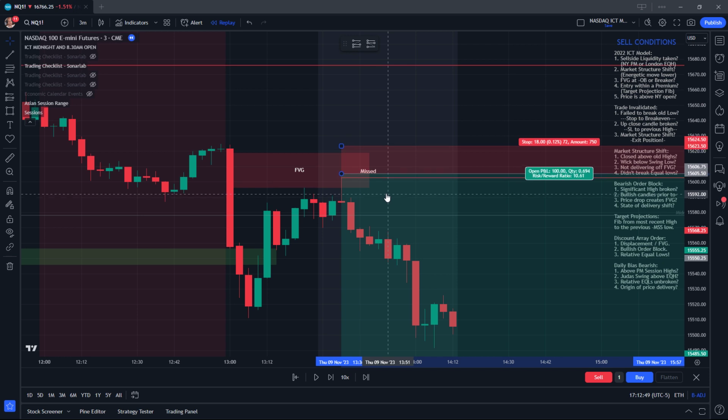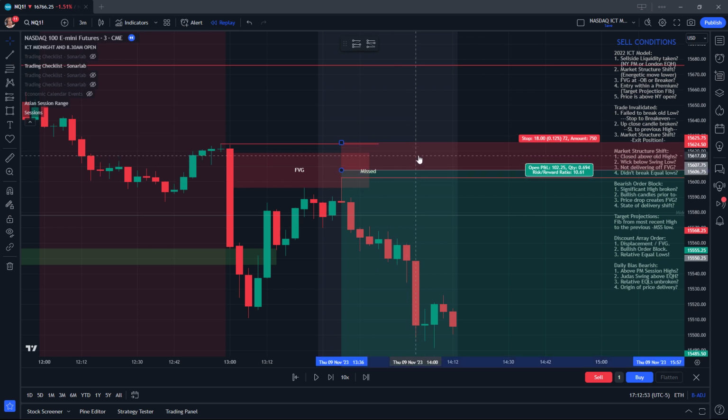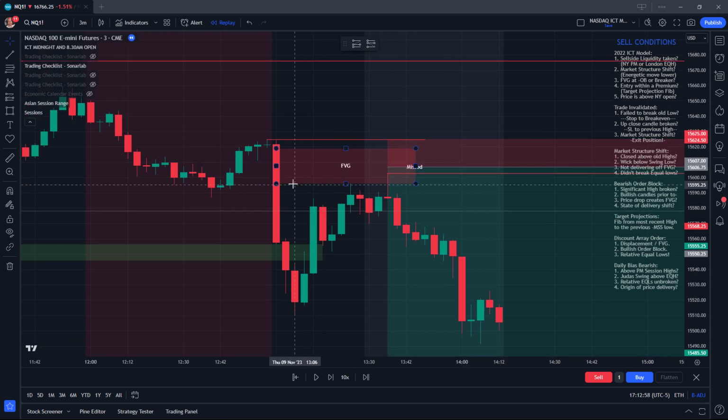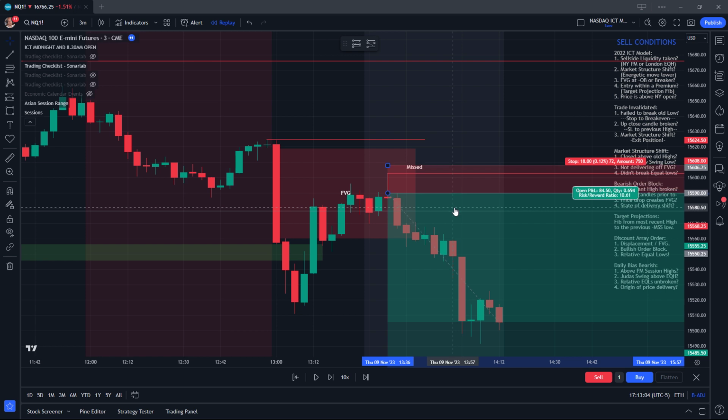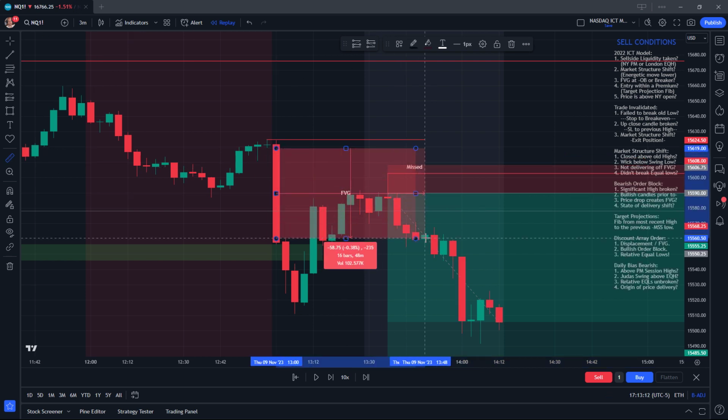Also, the problem is if we say that the stop loss has to be at the swing high, that's also not going to do it. Maybe if the fair value gap is too big, we could aim for the mean threshold. That's a kind of reasonable thing to do. You put the stop loss at the mean threshold of the fair value gap.